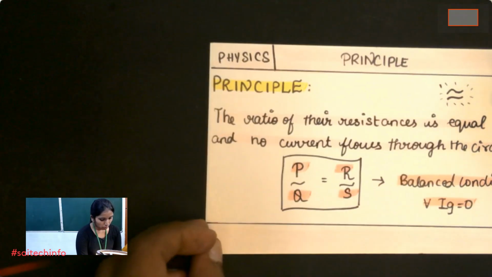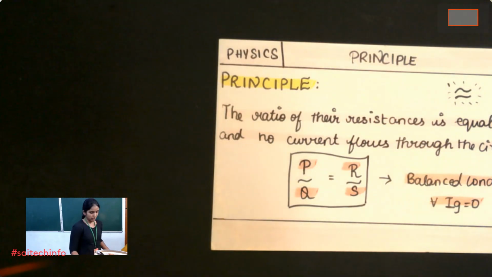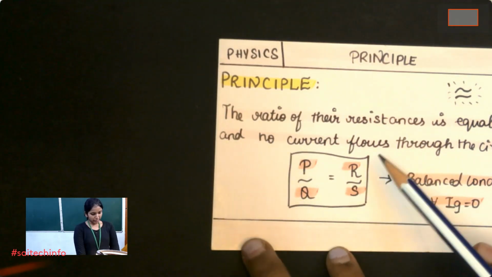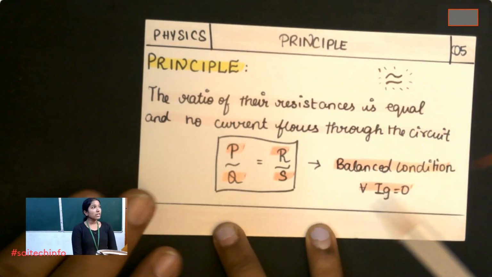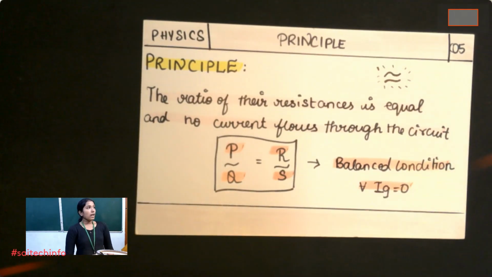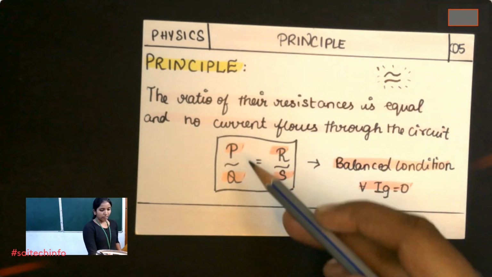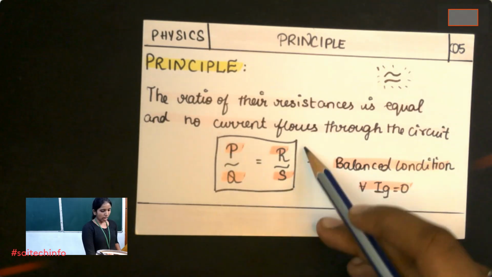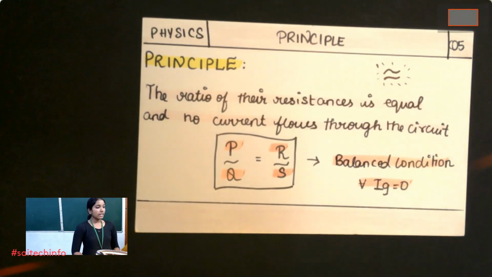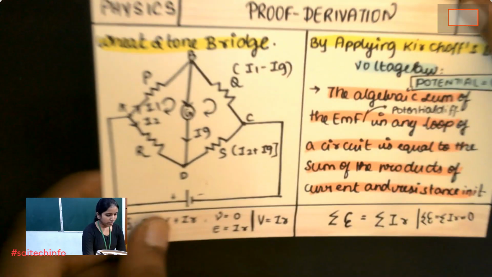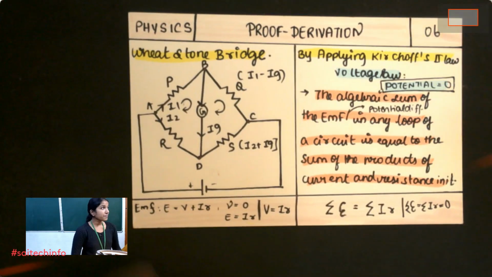So now, what is the principle of the Wheatstone bridge? Here the ratio of their resistances is equal and no current flows through the circuit. It is a balanced condition when P by Q is equal to R by S. When the ratio P by Q is equal to R by S, then the current flowing through the galvanometer is 0. And next we move on to the proof part.